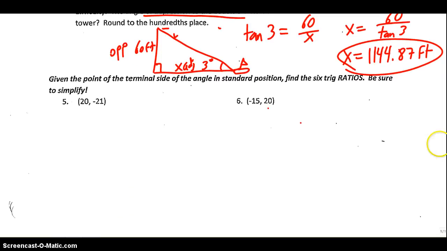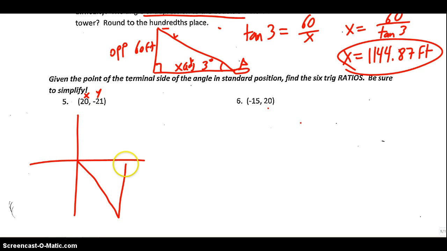Alright, these are the last ones. Given the point of the terminal side of the angle in standard position, find the 6 trig ratios. Be sure to simplify. So, we have an XY ordered pair, 20, negative 21. So, we're going to plot that. If the X is positive and the Y is negative, that means it's in quadrant 4. It's down here. X is 20 and our Y is negative 21. Okay. Here's your angle. We need to figure out the 6 trig functions.